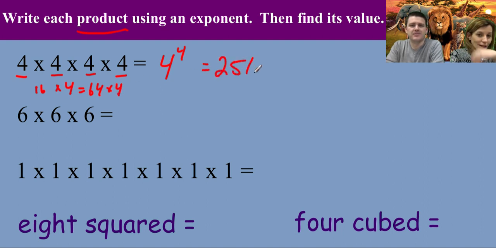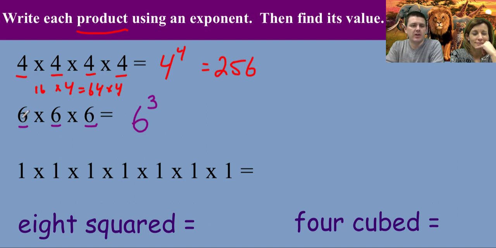256, mental math day, wow. Next one, we have 6 times 6 times 6. So the base, the big number, is the number being multiplied. So we're multiplying a bunch of 6s. There are 1, 2, 3 of them being multiplied together. So my exponent is to the 3rd power.